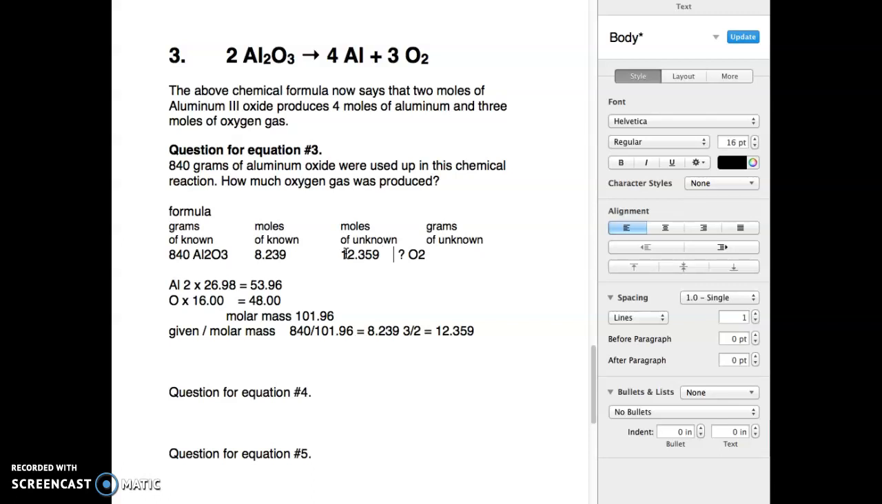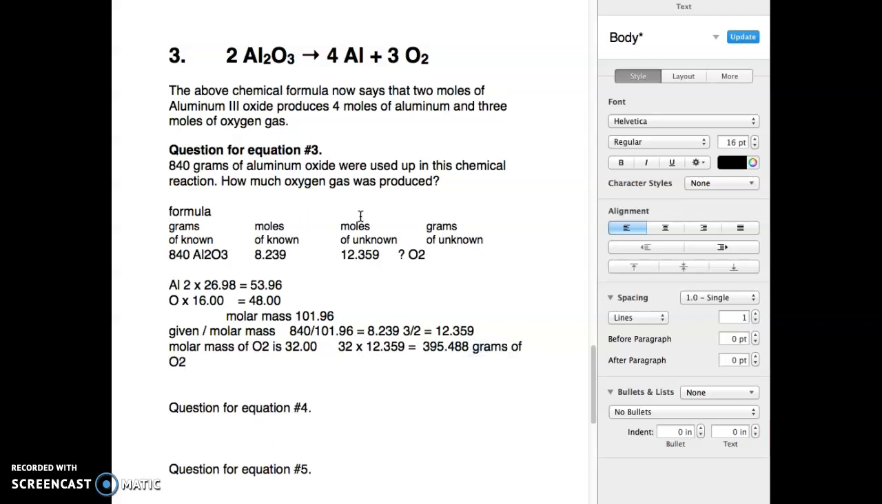And we know oxygen gas. We're not going to calculate the molar mass, but you know that the molar mass of O2 is 32. So what you do is you take that 32, the molar mass, times the number of moles that you have, 12.359. That comes up to how many total grams you have of oxygen gas. So you have 395.488 grams of O2. And that's the way you do stoichiometry problems.